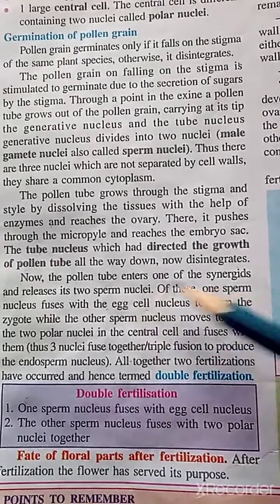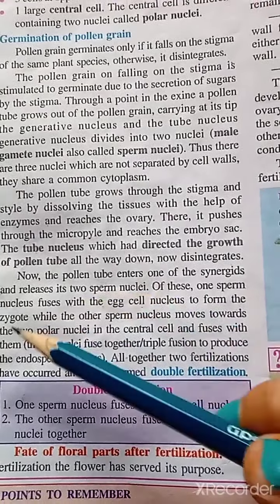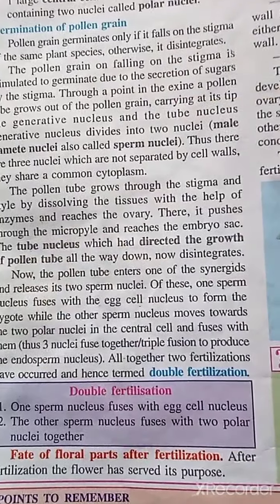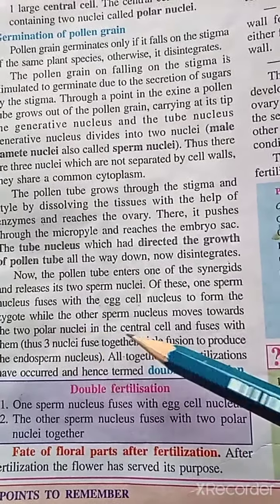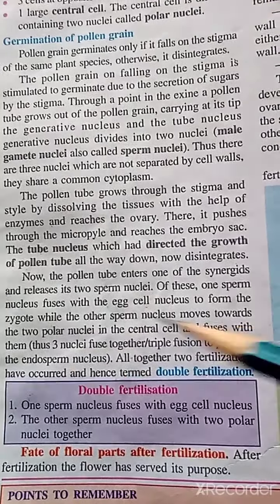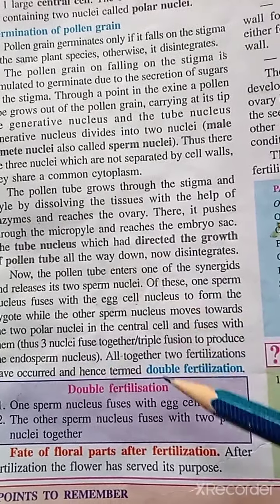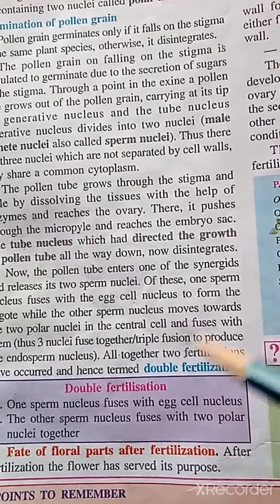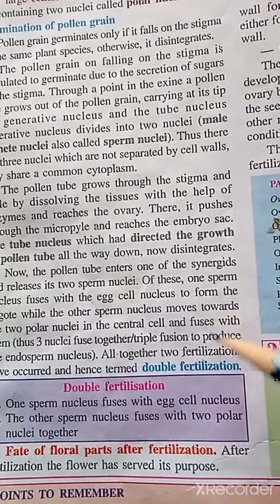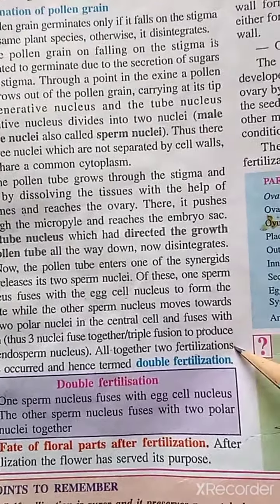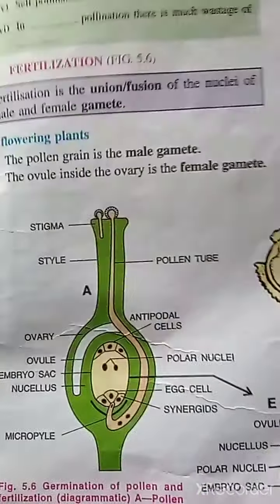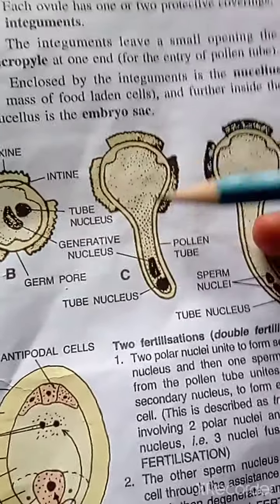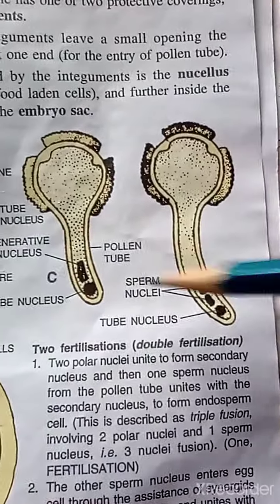One sperm nucleus will fuse with the egg nucleus and form the zygote, and the other sperm nucleus will fuse with the 2 polar nuclei in the central cell. That is why it is called double fertilization, because 2 types of fertilization are taking place in it.